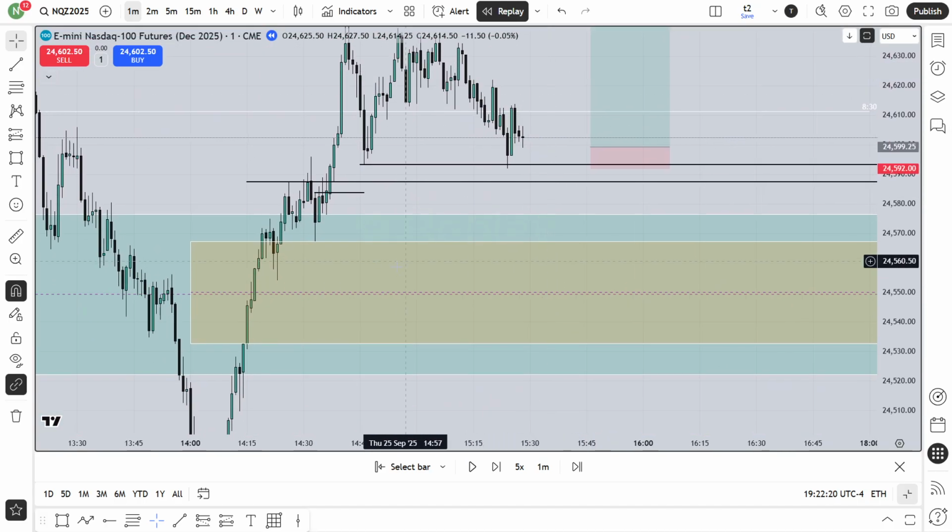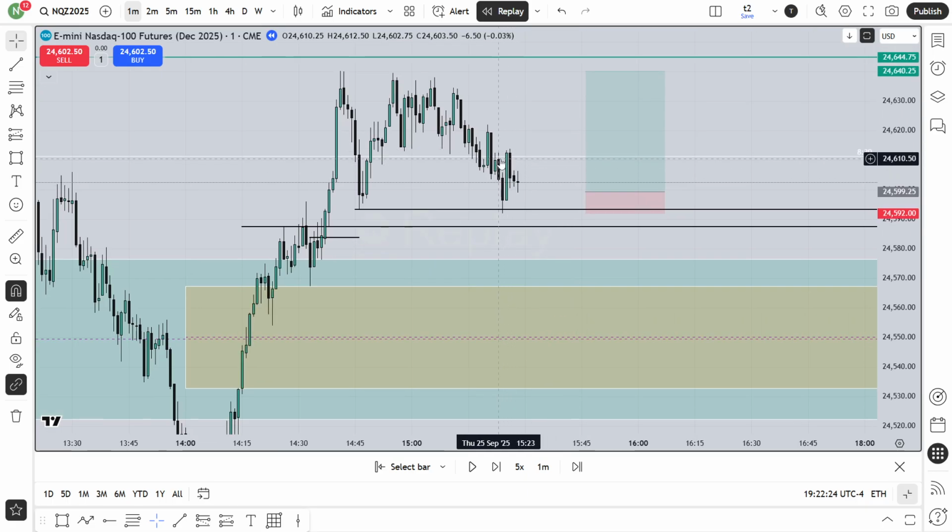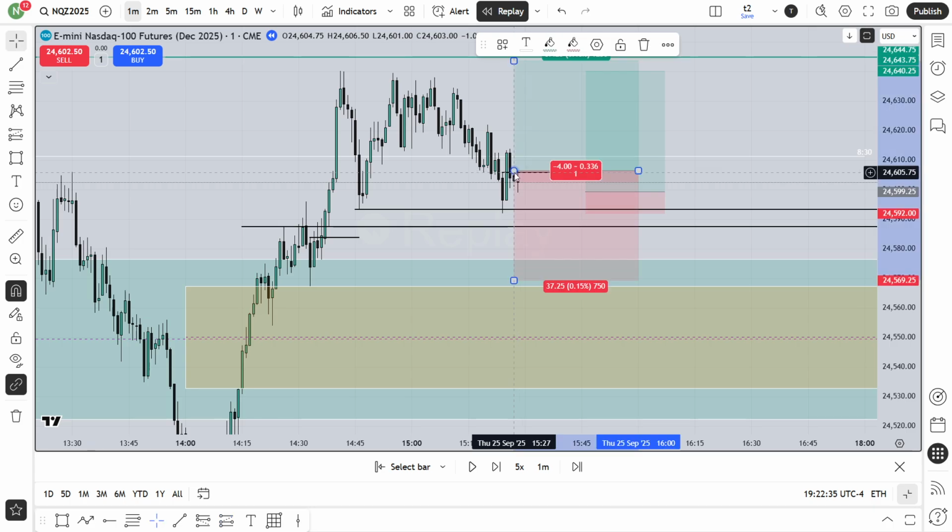Same logic. I don't need to see the market touch this gap. So this is that candle that has closed above this candle, which is valid as an order block. You can take the entry from this order block level. That should be the entry.